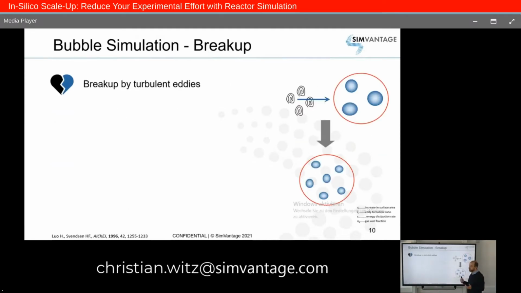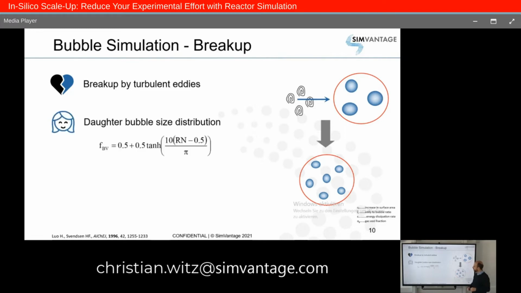But the bubbles do not only get larger, they also get smaller. And this is called a breakup event, when the bubble breaks apart. And this is mainly caused by turbulent eddies which are in the size range of these bubbles, because larger eddies just transport the bubbles around, and the smaller eddies do not have enough energy to tear the bubble apart. And with, for example, the model of Luo and Svendsen, you directly get the daughter bubble size distribution.